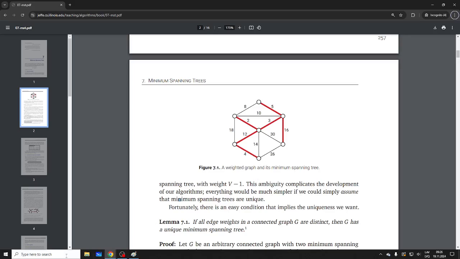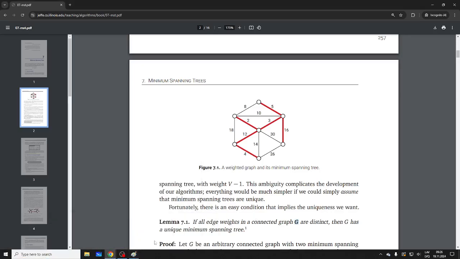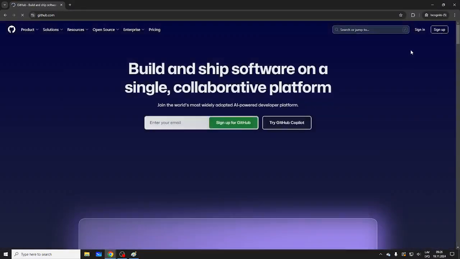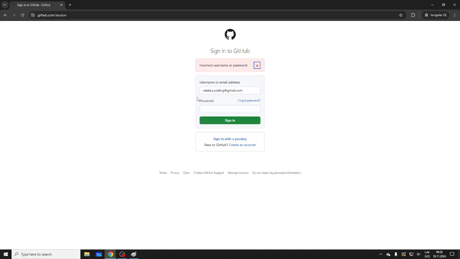Okay, so let's implement this Prim's. Let's see if we have GitHub. I have my GitHub open. Where is it? Come on, what's wrong? Why can't I?